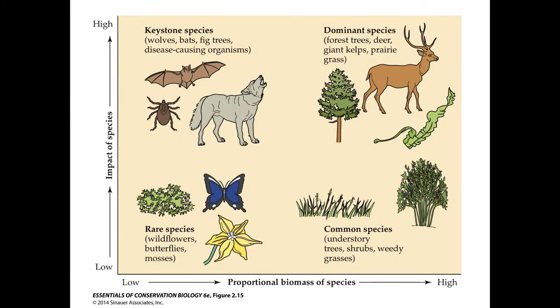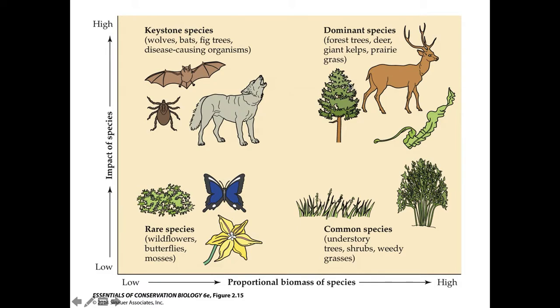So this graph kind of describes the impacts of different species and how many of them there are. And they're looking at biomass by weight, just because the number of individuals of a tree versus the number of individuals of an ant can be very different, but the biomass makes it a little bit easier to compare them. So on the y-axis here, we have the impact of species, and on the x-axis, we have the proportional biomass of the species.